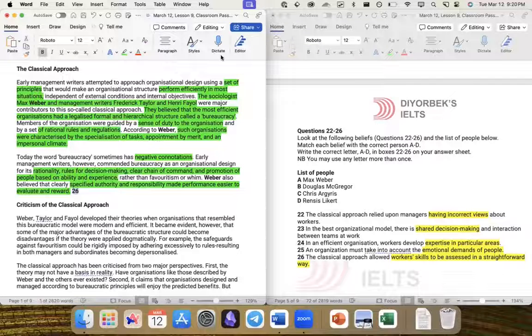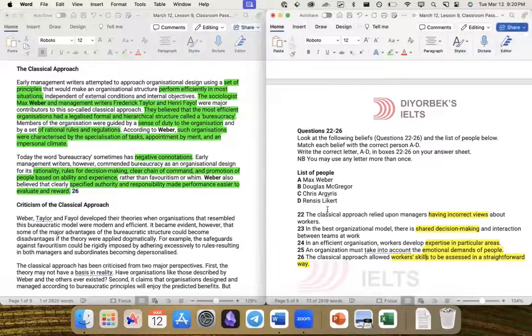A. Xo'p, yana bitta savollarga ham qarab chiqaylikchi. The classical approach relied upon managers having incorrect views. Shunaqa gap aytdimi Weber? Xato fikrlarga ega bo'lishligi. Hope Kings, in the best organizational model, it's the shared decision making between arms that work. No. In an efficient organization, workers develop expertise in particular areas. Qaysidir sohalarda nima deydi? Specialization, expertisega ega bo'ladi.